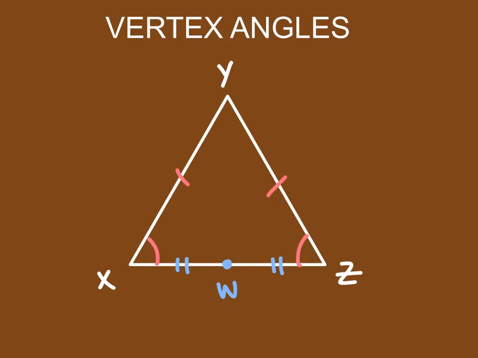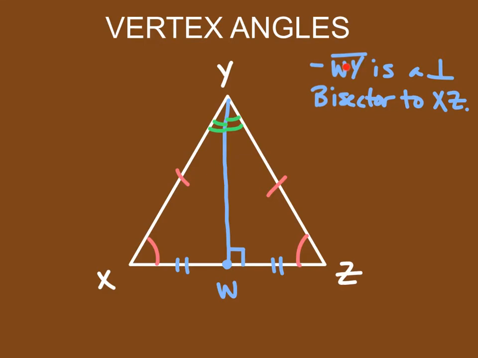Now, if I draw a perpendicular line from point W all the way to the vertex, I create what's called a perpendicular bisector, which we've talked about. And that's something that cuts a line in half and makes a 90-degree angle. And not only does this perpendicular bisector cut this bottom part in half, but it also bisects the angle XYW and makes that congruent to ZYW. So what we know is that segment WY is a perpendicular bisector to XZ.